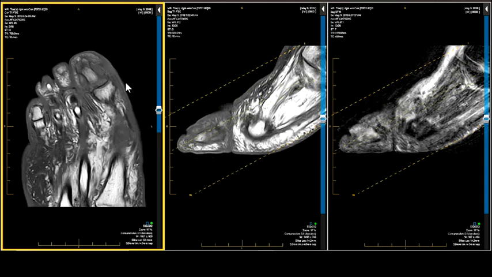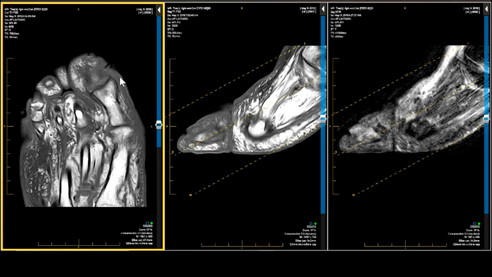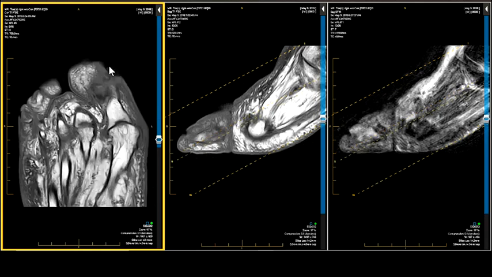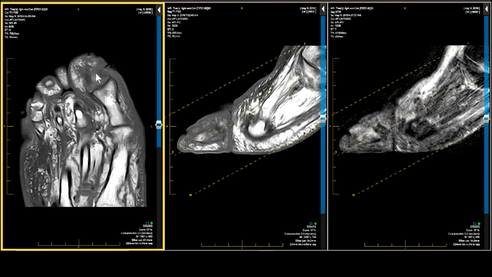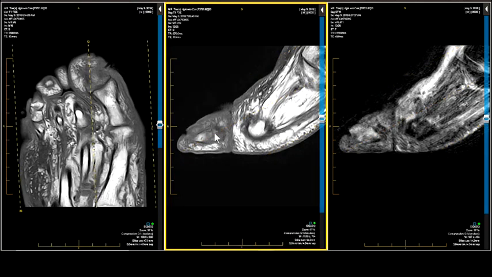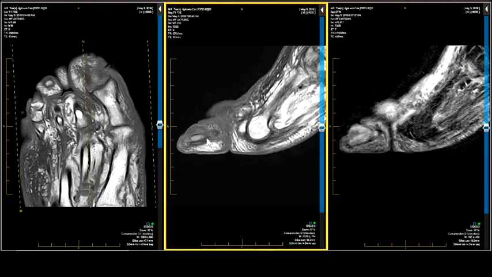Let's go to the coronal. Oh, heck yeah. There's the ulcer. There's some decent-looking bone, but not a lot. That bone, that looks terrible. It's starting to evaporate right there. The bone is starting to evaporate.